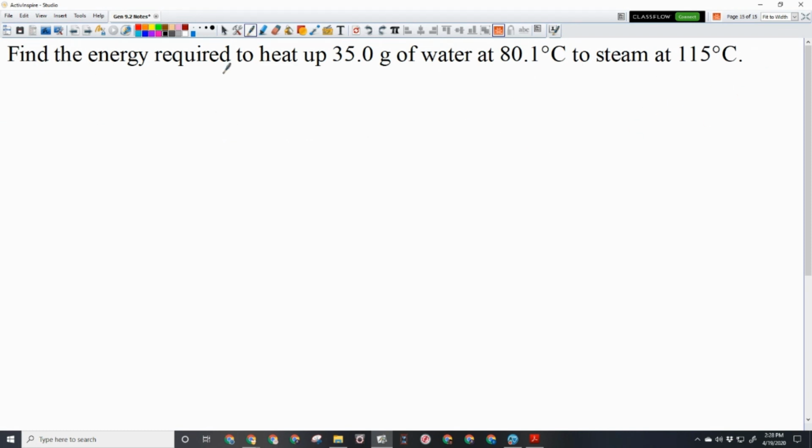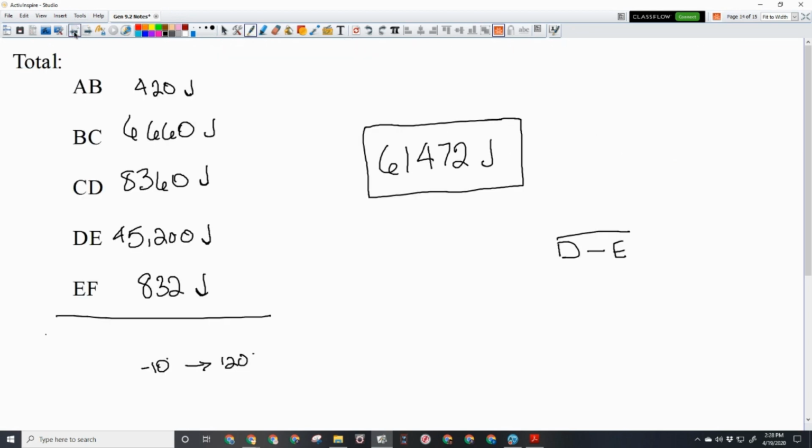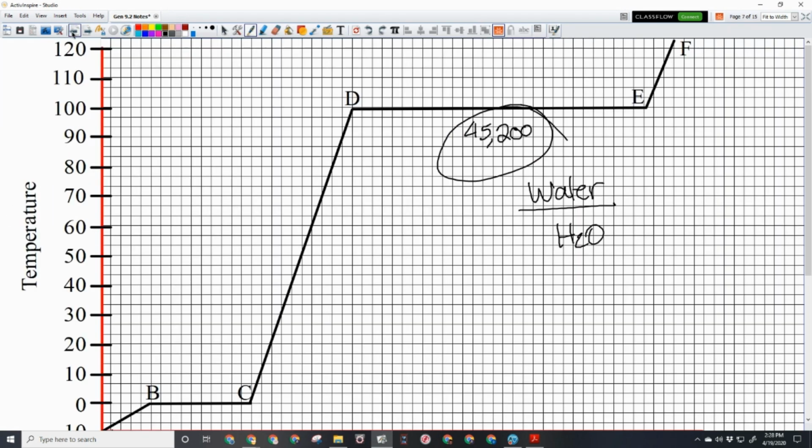So it says find the energy required to heat 35 grams of water at 80.1 degrees Celsius to 115. So let's look back, 80 to 115. And you might have to do this yourself to answer some of these problems. So 80 degrees is going to be here, and 115 is going to be here. So how many calculations are we going to need to make in order to solve this problem?